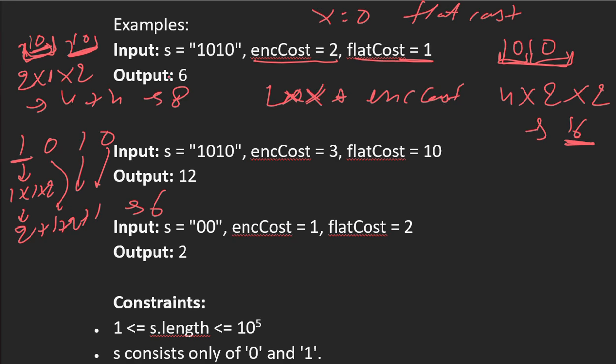So what is the minimum one? Minimum one is 6. So answer is 6. Let's see the next example. Next example is 1 0 1 0. That is the same example, but here ENC cost is 3 and flat cost is 10.